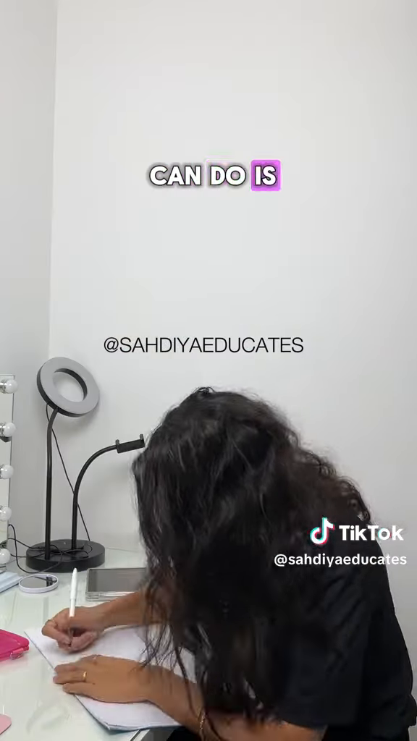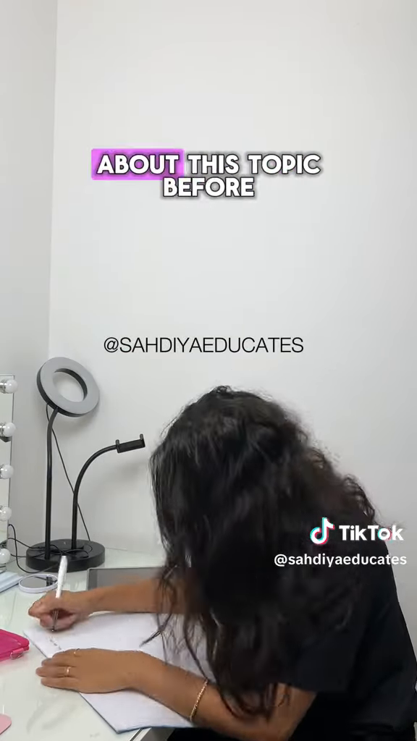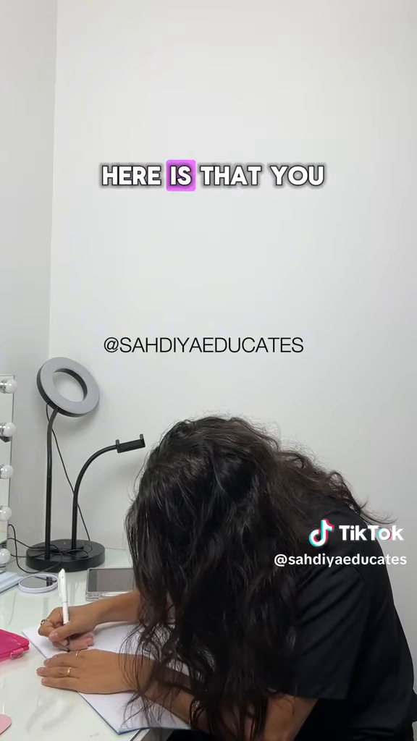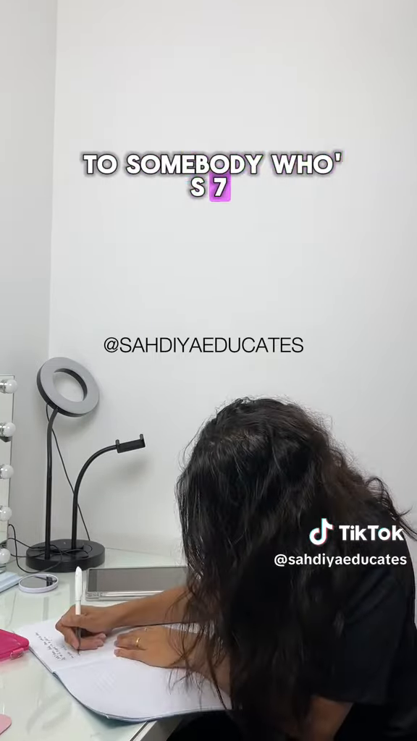The first thing you can do is pretend you're writing a letter to somebody younger, somebody who's never learned about this topic before. Now the key thing here is that you need to use simple terms and break it down. I really want you to focus on making sure that you don't use big complex words. Think of it like you're explaining it to somebody who's 7 or 8 years old.